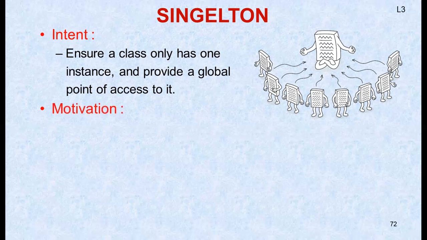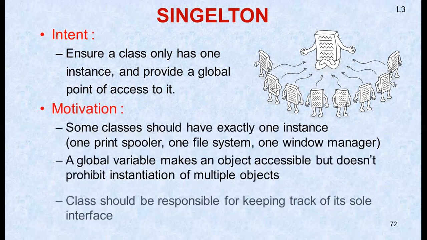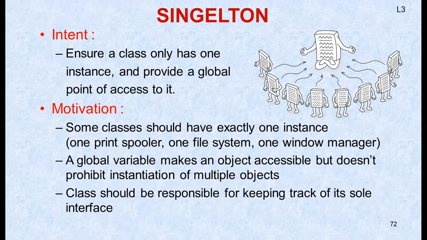Now coming to the motivation, it's important for some classes to have exactly one instance. Although there can be many printers in the system, there should be only one printer spooler. There should be only one file system and one window manager. A digital filter will have an AD converter. An accounting system will be dedicated to service one company.